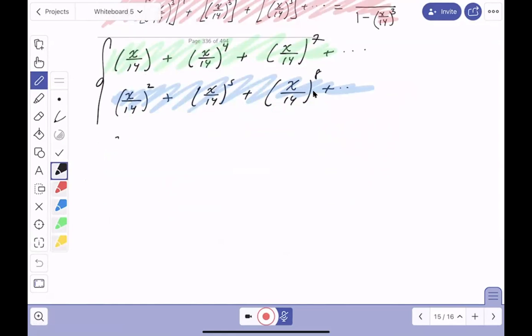x over 14. And what would you get? 1 plus x over 14 cubed plus x over 14 to the 6.